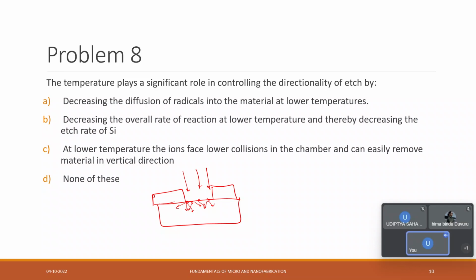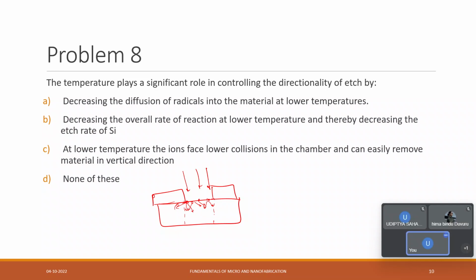So we essentially decrease the temperature such that this diffusion of radicals can be controlled. Otherwise it will diffuse and it would etch out these portions, and it would result in a kind of isotropic profile. So we lower the temperature such that these radicals are not diffused and are kept bound to the area we want, and that's how we control the reactions.